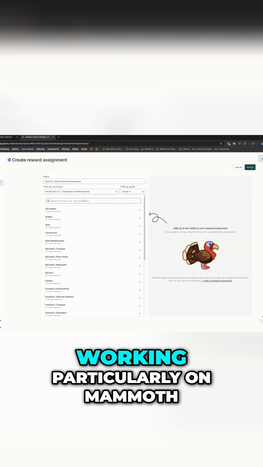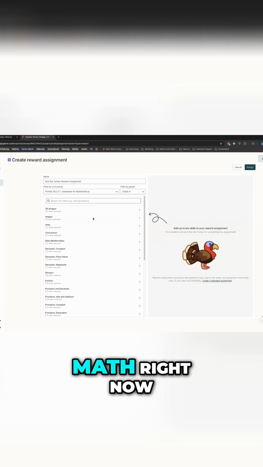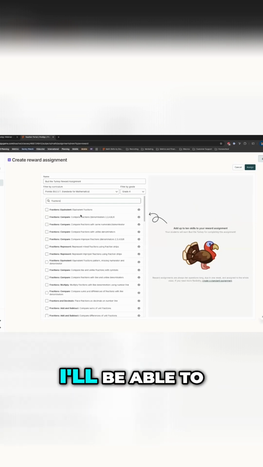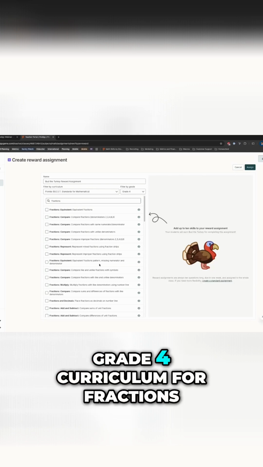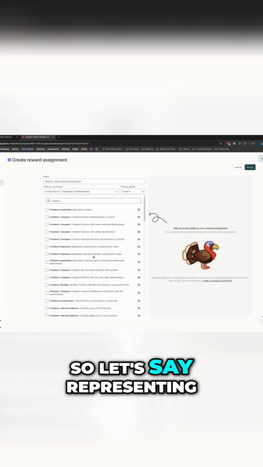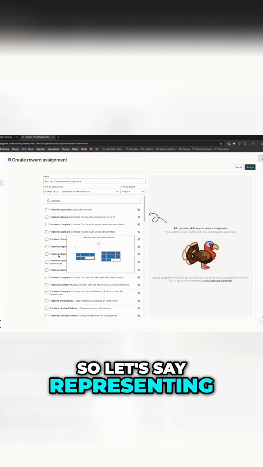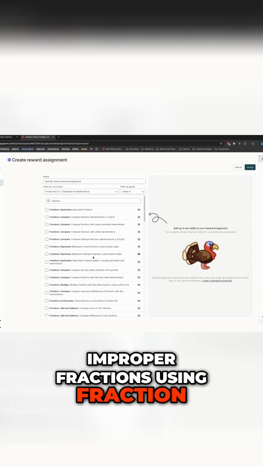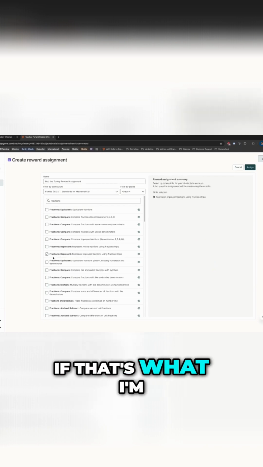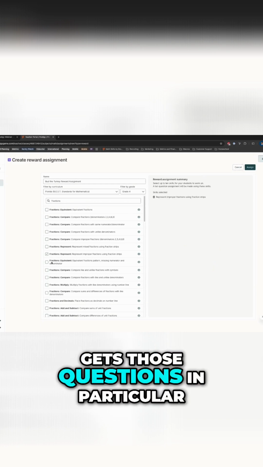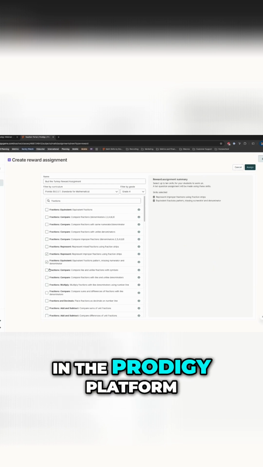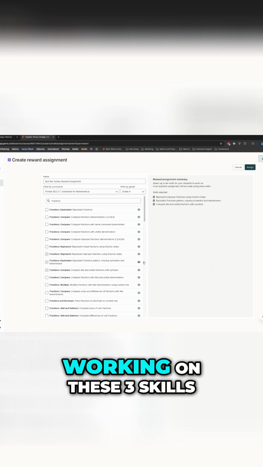But let's say I'm working particularly on Mammoth Math right now and I'm doing fractions. I'll be able to see all of the various questions in the grade 4 curriculum for fractions. So let's say representing improper fractions using fraction strips. If that's what I'm working on, I can actually make sure that my child gets those questions in particular in the Prodigy platform. So let's say I'm working on these 3 skills.